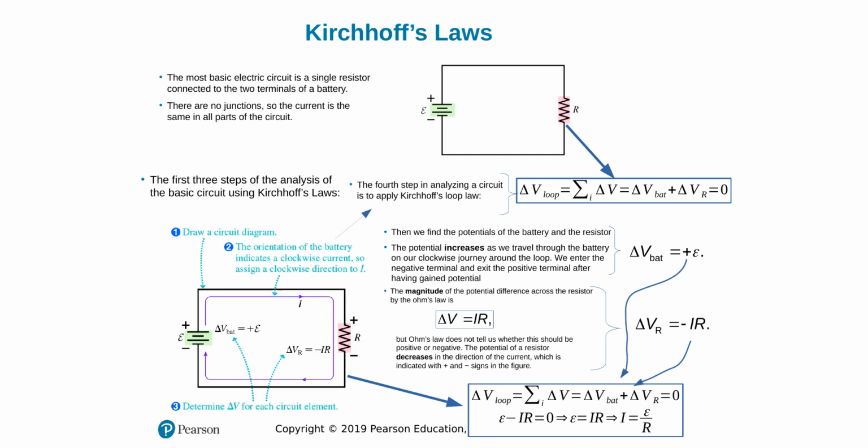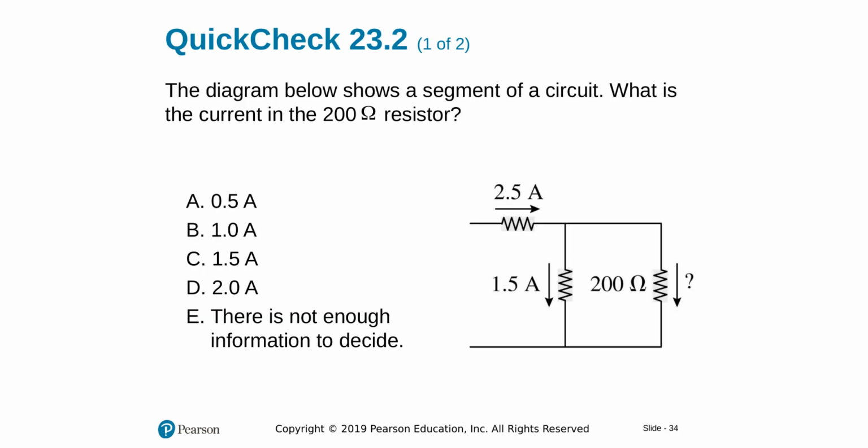I'm going to skip this page here. It's about the same idea. But I'm going to go to an example here. What is this current over here? That's what the question is asking us. What is the current passing through a 200 ohm resistor?